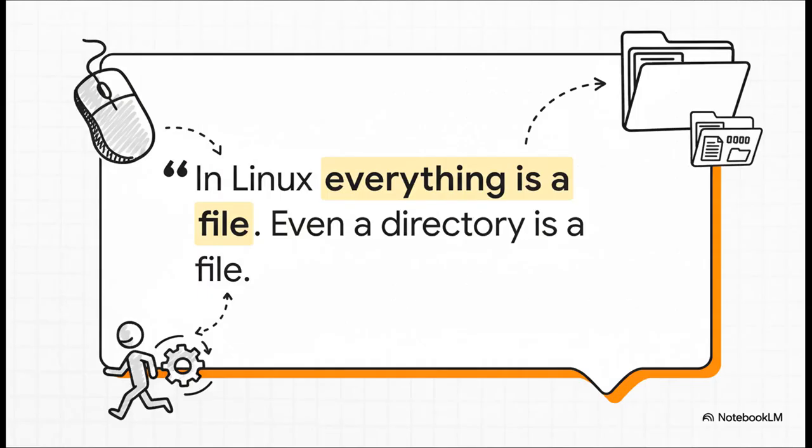All right, here's another concept that might bend your brain a little. In the world of Linux, pretty much everything is treated as a file. The program you're running, it's a file. Your keyboard, the system sees it as a file. And yeah, even a directory is just a special type of file that basically holds a list of other files. It's this consistency that makes Linux so incredibly elegant.